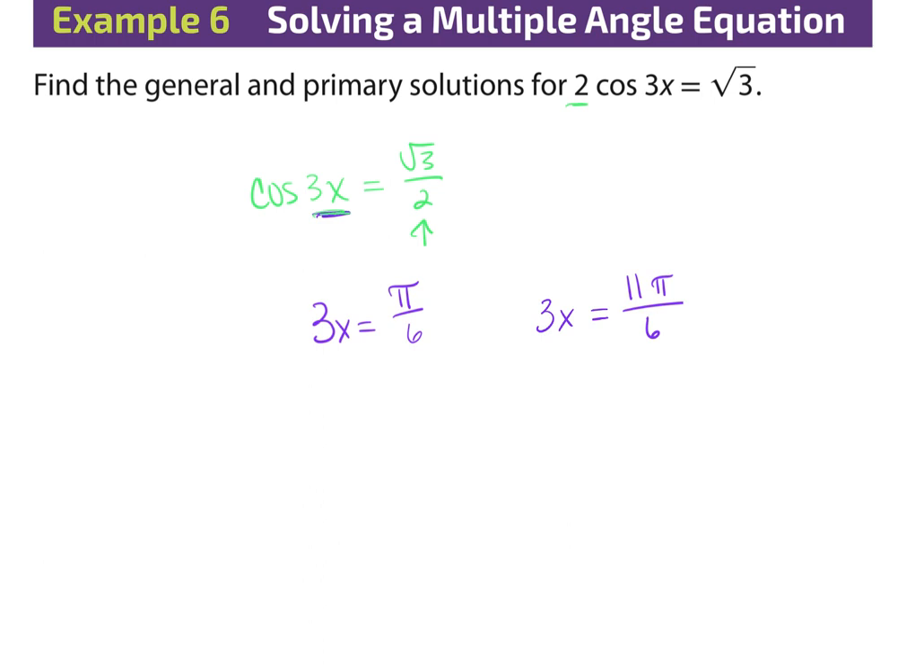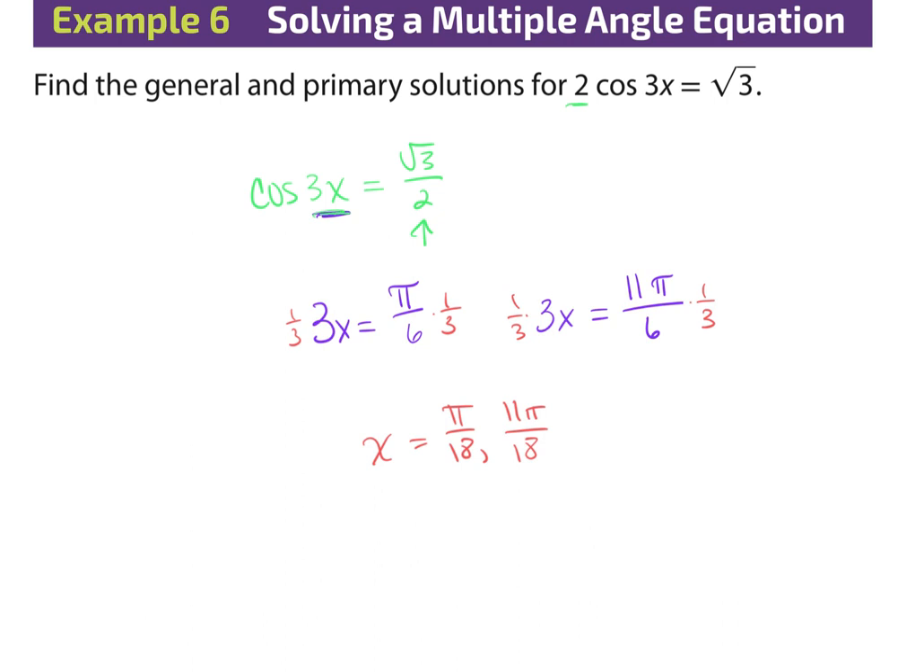I still need to isolate the x, right? And so to do that, I'm just going to divide both sides by 3 or multiply by 1/3. So if I multiply this guy by 1/3 and multiply that guy by 1/3, do the same thing over here, then you'll see that your x is actually going to be pi over 18 or 11 pi over 18.